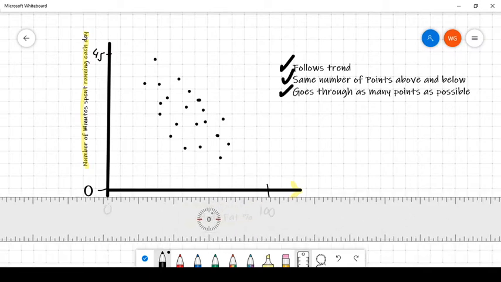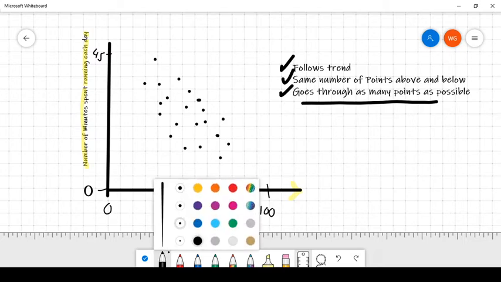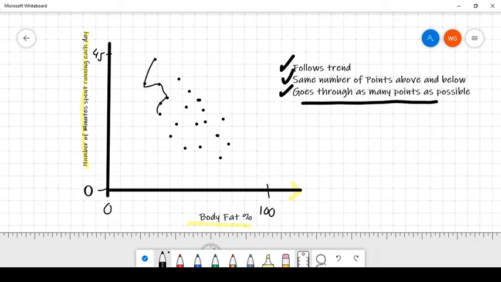Well, if you just looked at any of these things individually, you might run into trouble, right? If I was just totally focused on going through as many points as possible, then you might see something that looks like this. And the student says, well, look, it's going through as many points as possible, but that's a big no, right? Because that's not a line. And we said that in our last video.